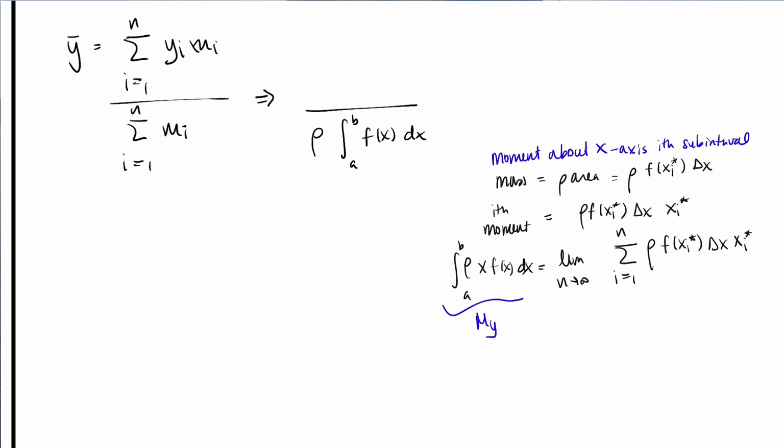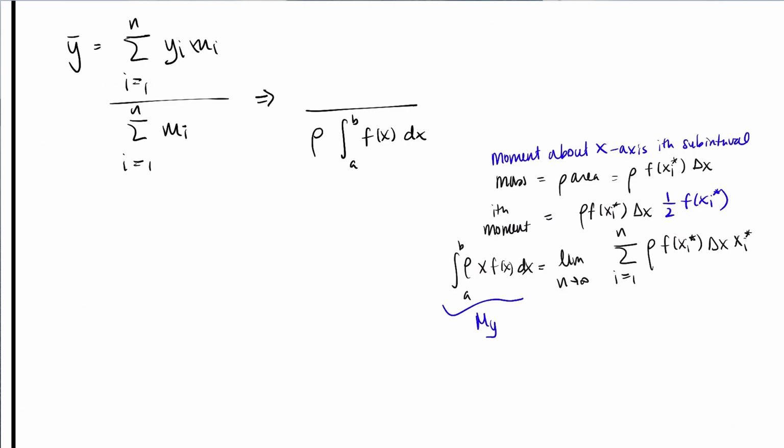So about the x-axis of the ith subintegral, mass is still equal to rho times area. Okay, and then my area is still equal to f of xi star delta x. So this stays the same. The difference now is that I have to multiply my mass by yi star, right? By my yi. And then yi we saw is just equal to 1/2 f of xi star.